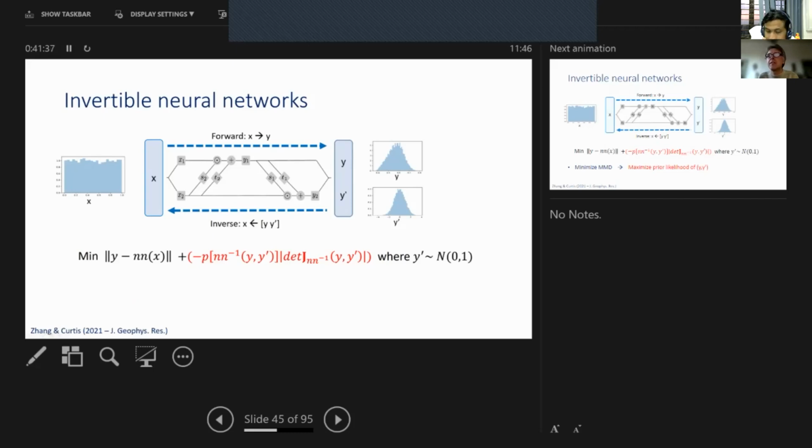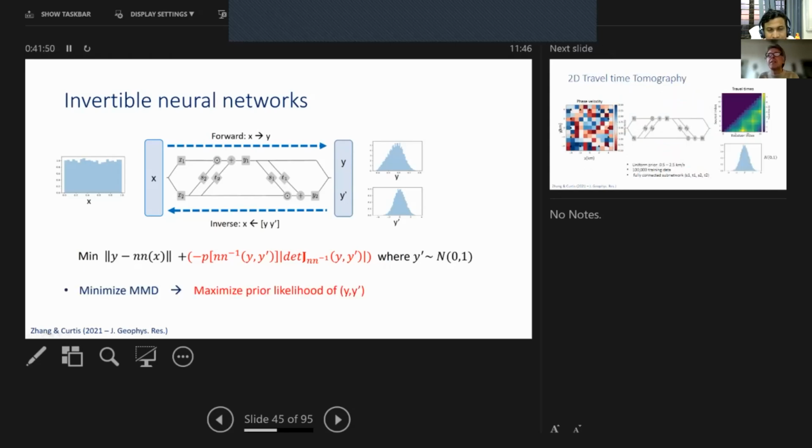And this determinant here is simply dealing with changes in volume going between the left and the right side. And this measure, instead of using the MMD, is maximizing the prior likelihood of our two distributions over there on the right. And this, we know from the mixture density networks, is much more sensitive in higher dimensional space. So we're going to use this now and test it for imaging problems.